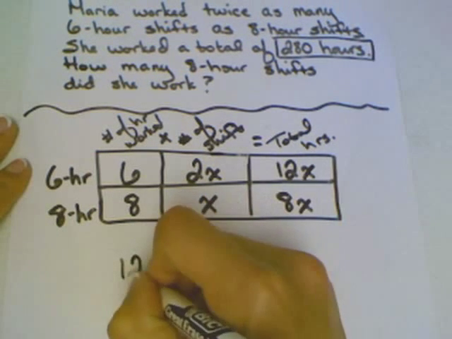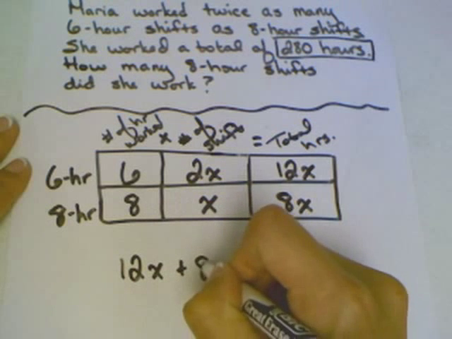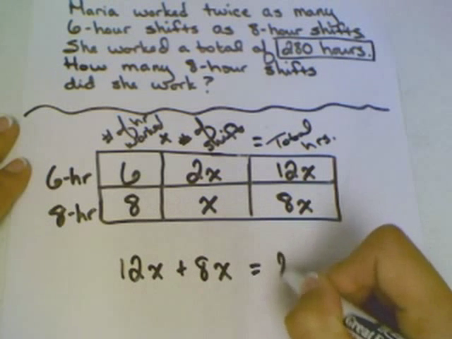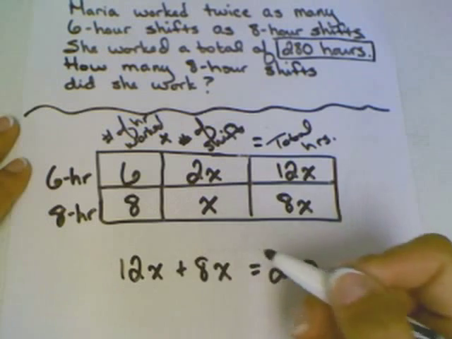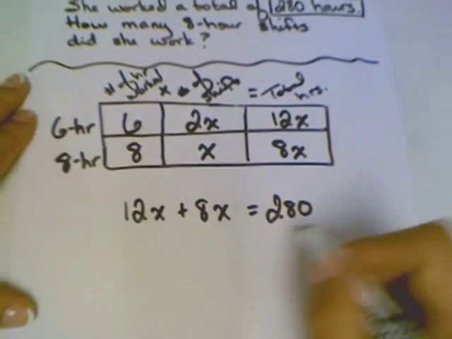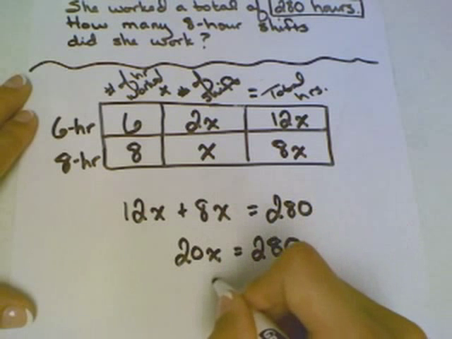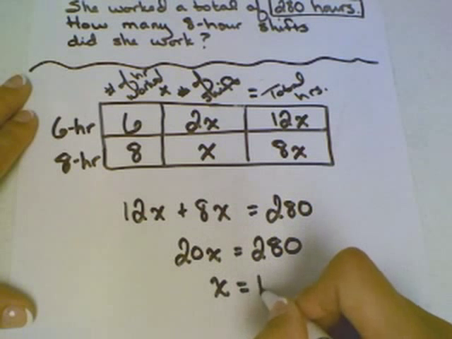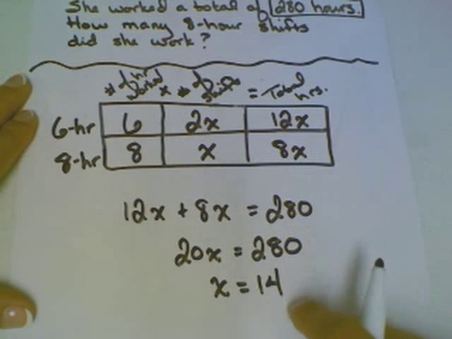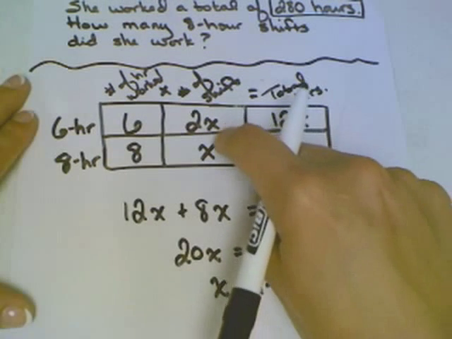So that's what my equation is going to be. 12x plus 8x must equal 280. Now I can go through and solve for x. Divide by 20 should give me 14. That means x is 14.